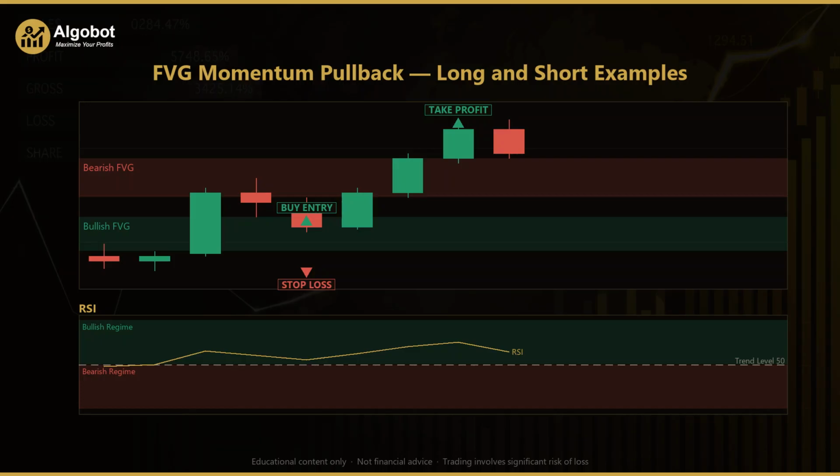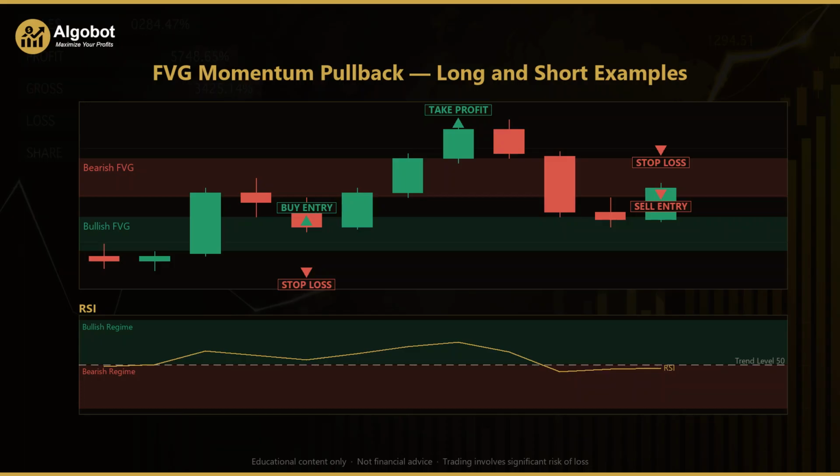From there, watch the continuation. Buyers step back in exactly where the strategy expected fresh demand, and price pushes up candle after candle, leaving the gap behind. RSI climbs deeper into the bullish regime as the move extends. A few candles later, price reaches the take profit target, and the long trade is complete. That's the full long cycle, a decisive move, a gap, a patient pullback with momentum still intact, an entry, and a target. Now the market rolls over, and we get the mirror image.